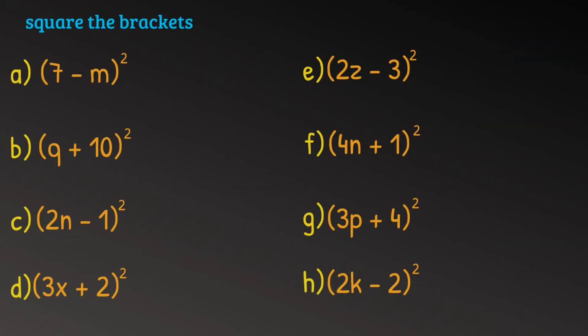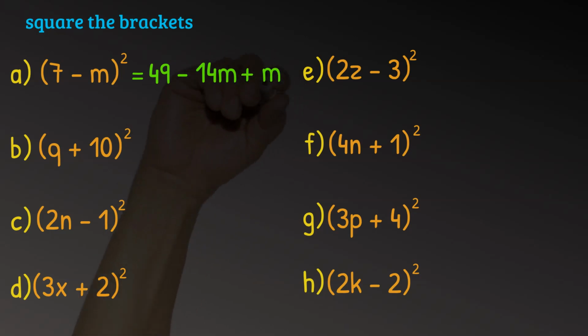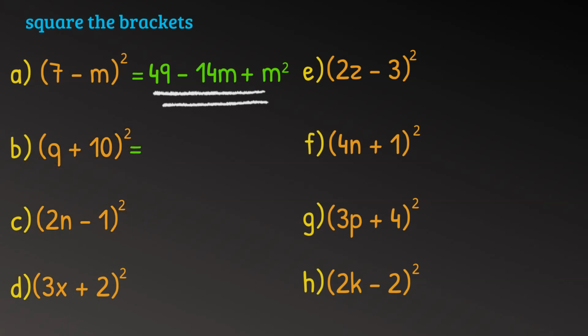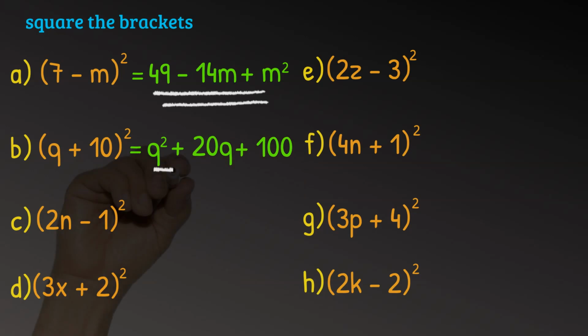So in A we have 7 times 7, which is 49. Then we have 2 lots of 7 times by minus m, so that makes minus 14m. And then we have minus m times by minus m, which is plus m squared. In B we have q times q, which is q squared, 2 lots of plus 10q, so that's plus 20q, and then 10 times 10 is 100.